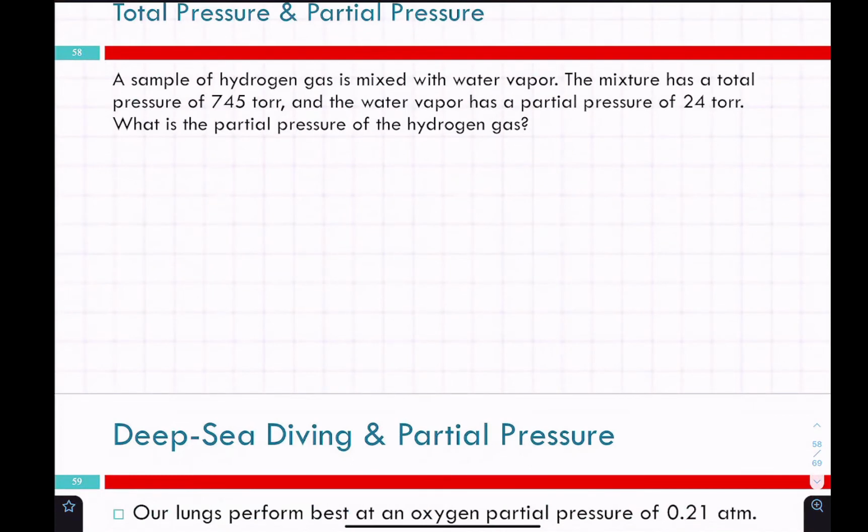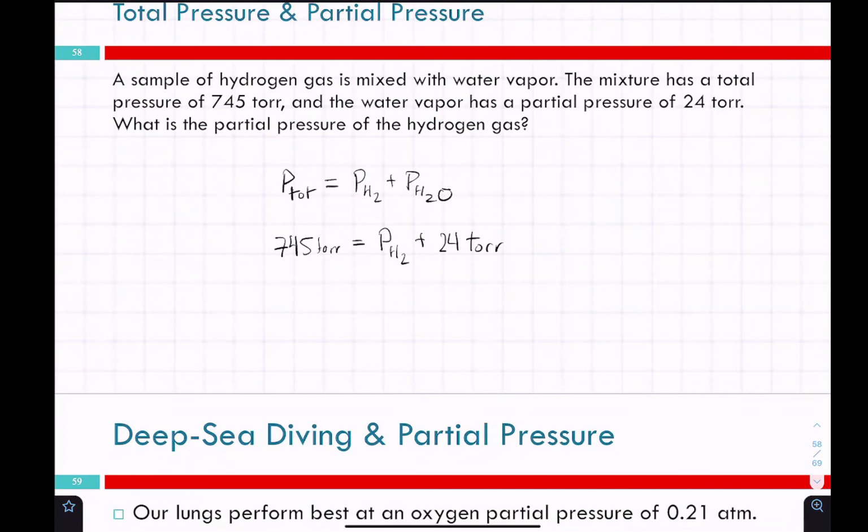So if we have a sample of hydrogen gas mixed with water vapor, the mixture has a total pressure of 745 torr. The water vapor has a pressure of 24 torr. So what is the partial pressure of hydrogen? If the total pressure is the sum of all the other pressures, so the pressure of hydrogen plus the pressure of H2O, we could plug in 745 torr for the total pressure. Pressure of H2 is what we need to know, and 24 torr is the pressure of water.